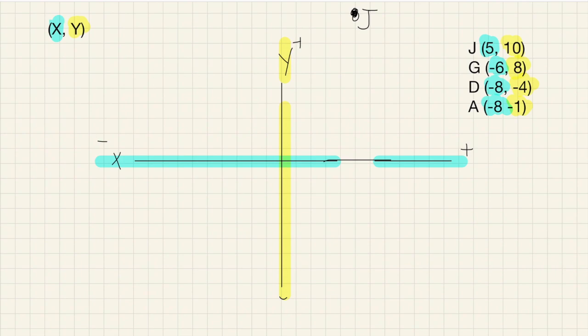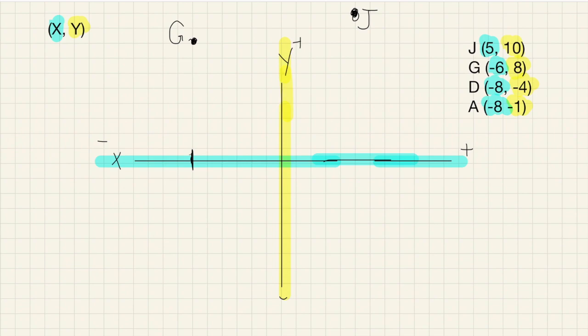So let's look at the next one, negative 6, 8. So we're going to go negative 6 on the x-axis. 1, 2, 3, 4, 5, 6. So negative 6 would be here. And then up 8 because it's positive 8. 1, 2, 3, 4, 5, 6, 7, and 8. So this is point G. And if you notice, I'm labeling all of my points so that I know where they are, because I want to make sure that I know what I am graphing.